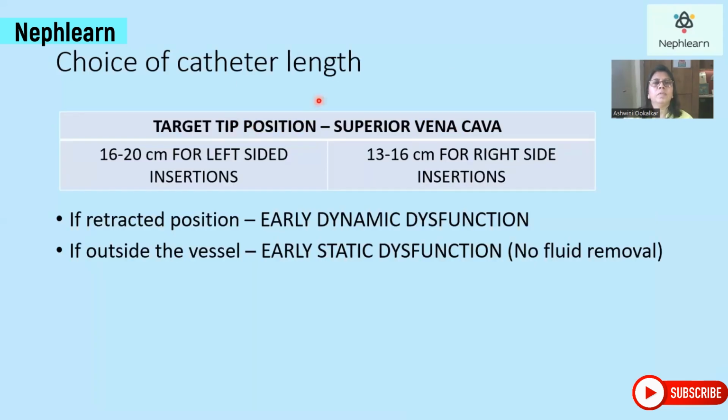The second factor which affects the occurrence of complications is the catheter length. If a right-sided insertion is done, then to reach the superior vena cava, it must be a 13 to 16 centimeter long catheter. And for the left-sided insertions, a 16 to 20 centimeter long catheter. Very often, if the right side insertion fails, and we have one or two attempts, and we decide to go ahead with the left-sided insertion, we must remember to change the catheter for the longer one. Because if the catheter has a retracted position, then it may result in an early dynamic dysfunction. And if it is outside the vessel, it may result in a static dysfunction.